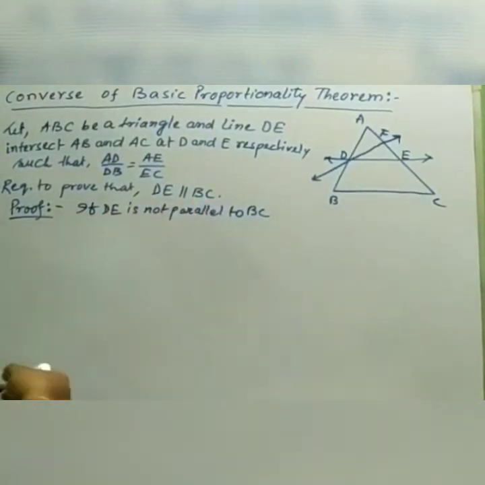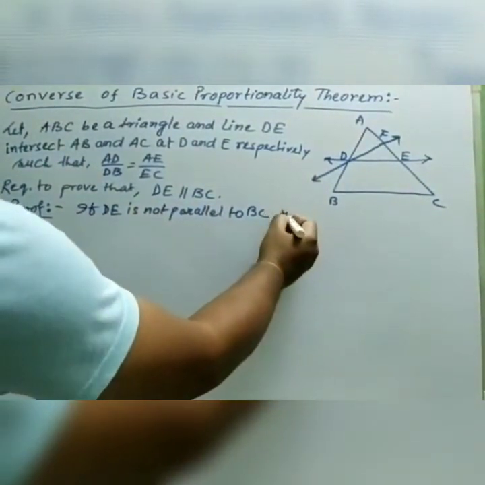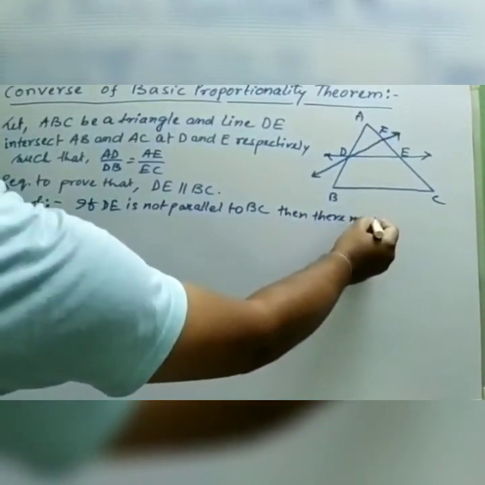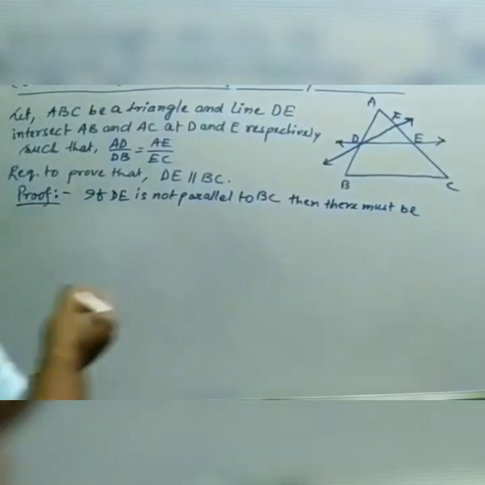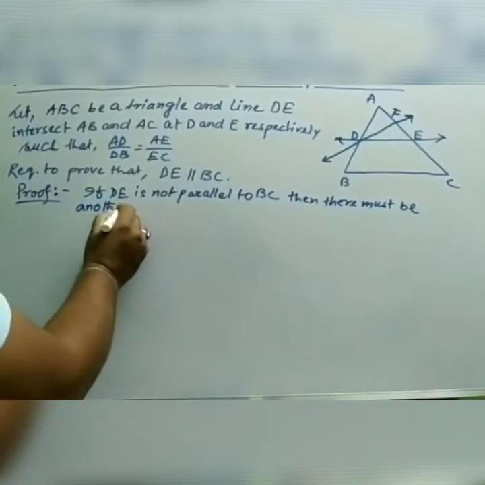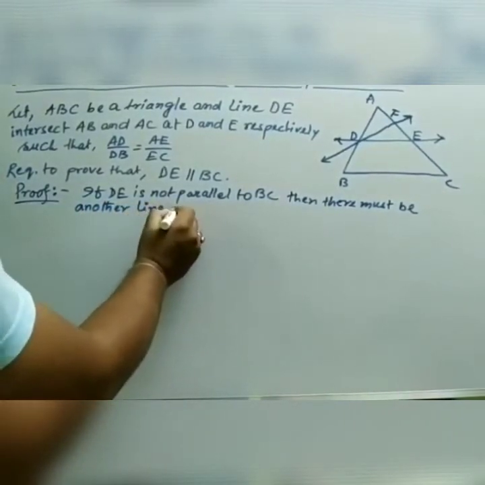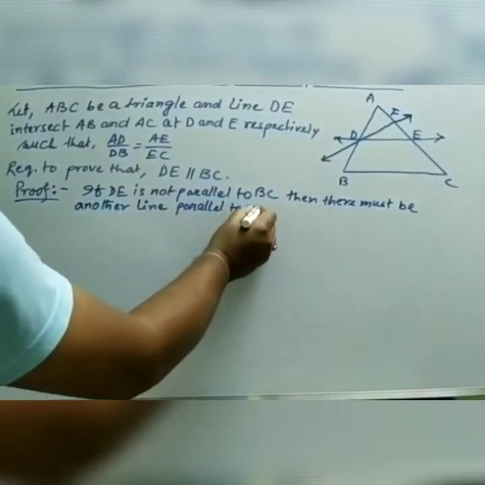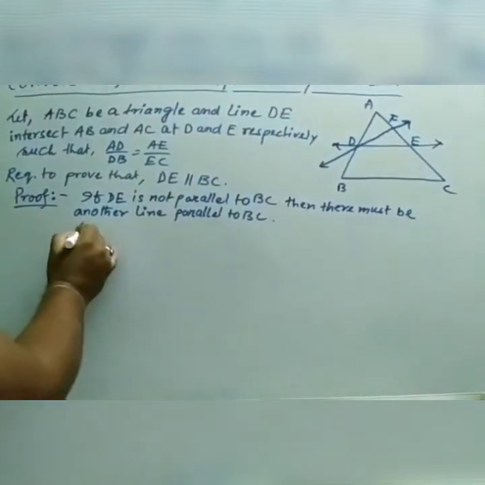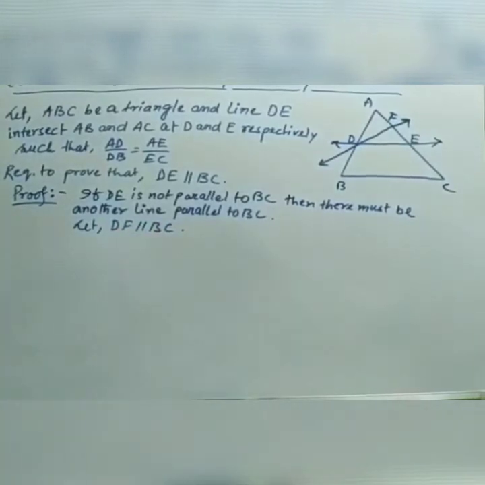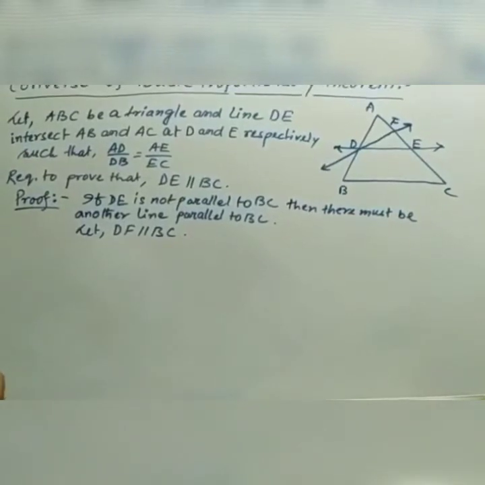So if DE is not parallel to BC, then there must be another line parallel to BC, and that we have taken as DF. So let DF be parallel to BC. As we got DF parallel to BC, now we can use the basic proportionality theorem.